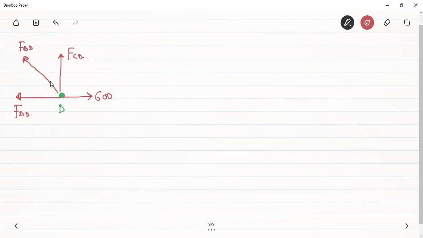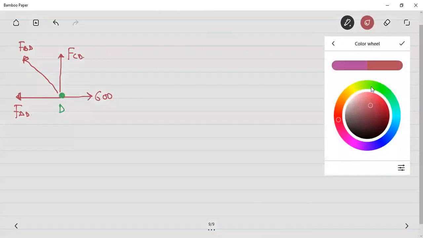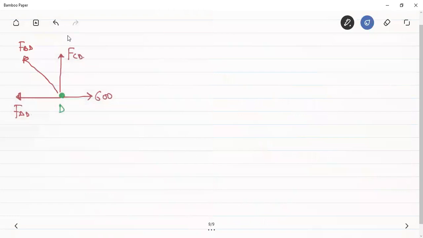Okay, so this FBD can be resolved into two more components, one along the x-axis and one along the y-axis. So if this is theta, this will be the sine component, that is FBD sine theta. And we will also have its cos component, that is equal to FBD cos theta. Now let's apply the force equation in the x direction.